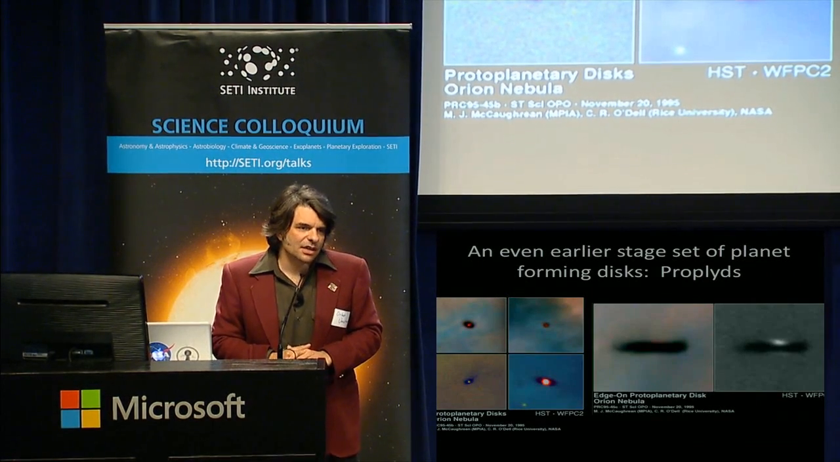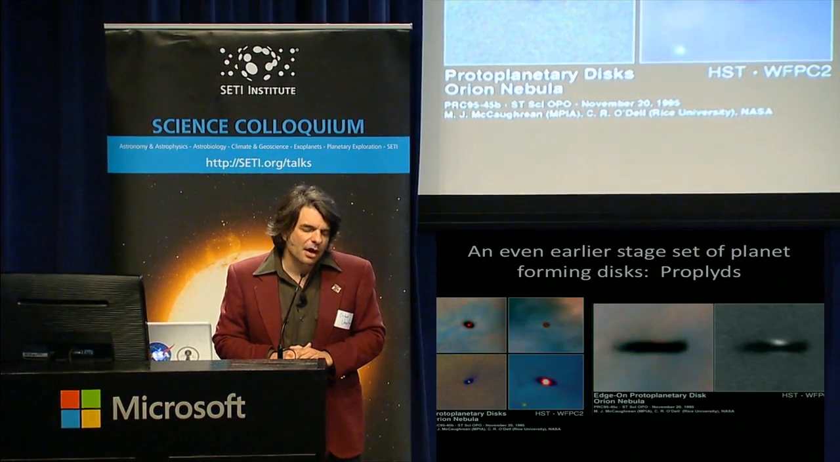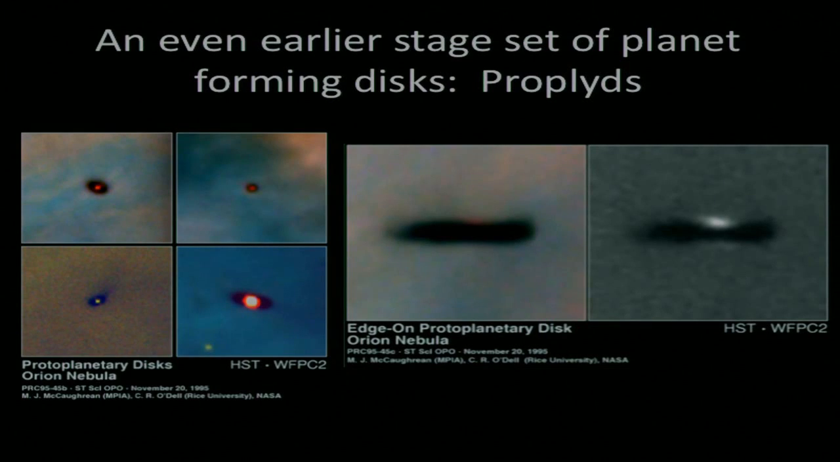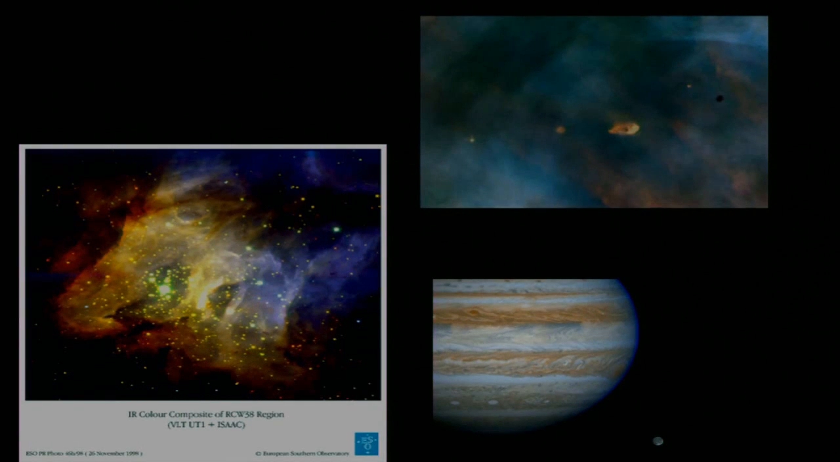Here's an image. This is a classic many of you have seen of what are called proplids. And these are very young disks in which the gas is very thick. And you see them distributed all over star-forming regions. And these are essentially the young embryos of disks in the process of eventually turning into solar systems of one form or the other.